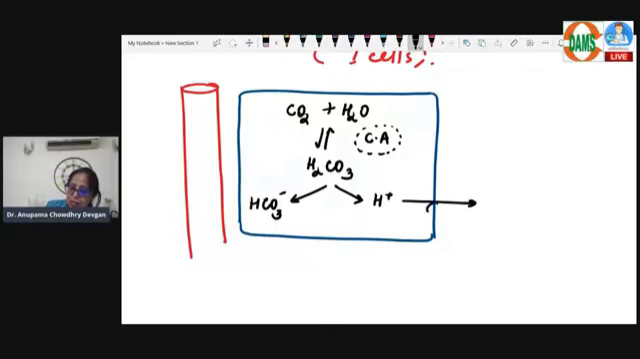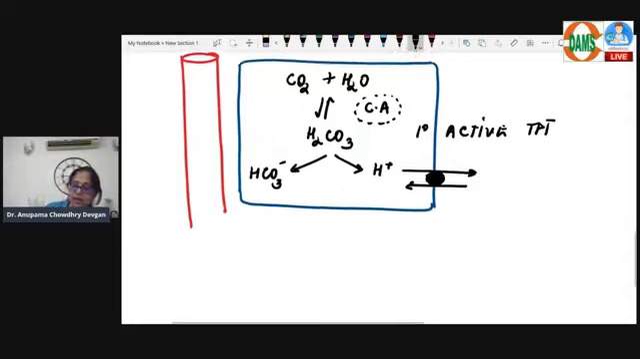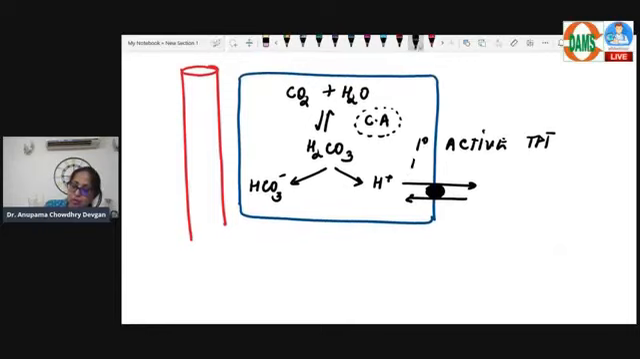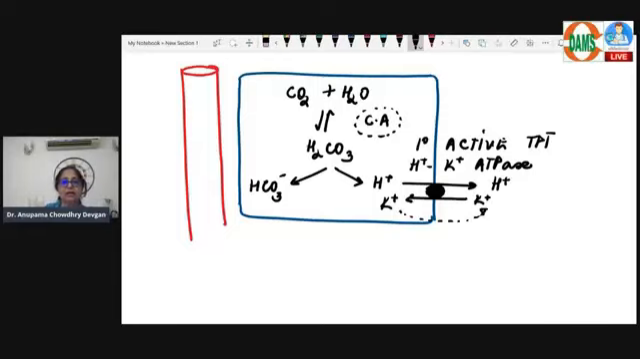The H plus now leaves the cell via a primary active transport. So first major difference: in the PCT cell, it was a secondary active counter transport. Here you have a primary active transport, which is also known as the H plus K plus ATPase. H plus is secreted and K plus enters into the cell. This K plus can leak out again, right? So K plus is circulating at the luminal side. It enters into the cell, leaks out, then again enters into the cell via the H plus K plus ATPase.